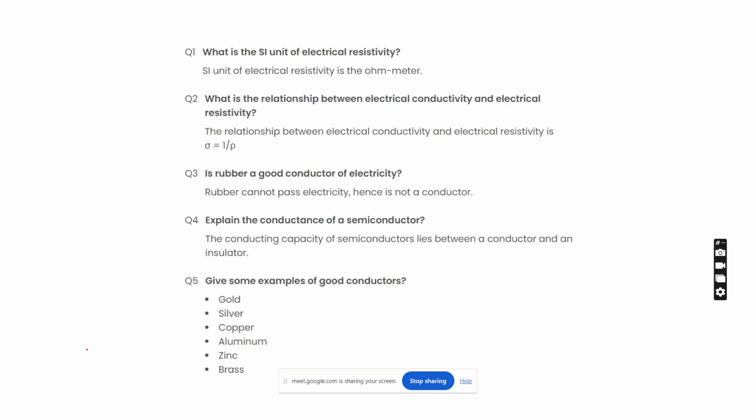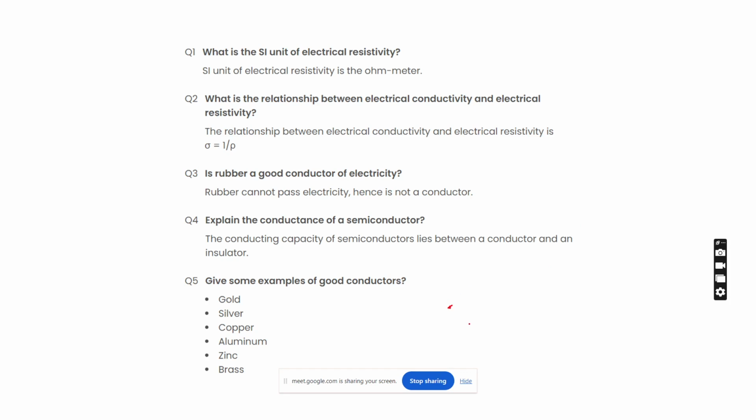We'll go to another problem. These are very small problems. What is the SI unit for electrical resistivity? It will be ohm meter. And what is the relationship between electrical conductivity and electrical resistivity? The relation between conductivity and resistivity is sigma is equal to 1 over rho.